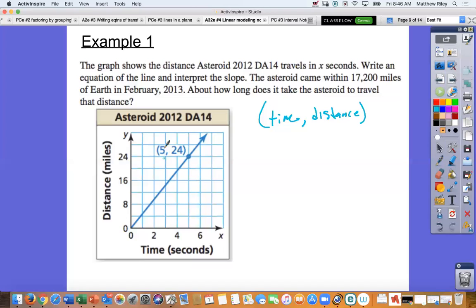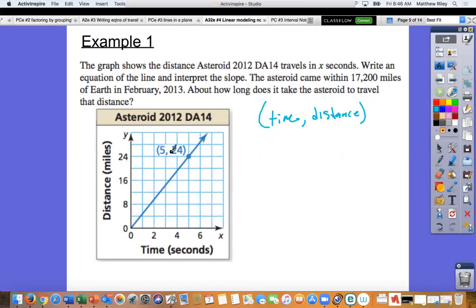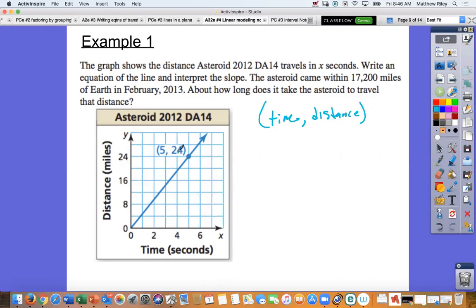So if in 5 seconds it traveled 24 miles, yeah, that's pretty fast. In 5 seconds, it traveled 24 miles. Find the slope. Well, for part of this, all you have to do is find another point where it hits a square corner or find your y-intercept. In this case, I know that my second point is 0, 0.